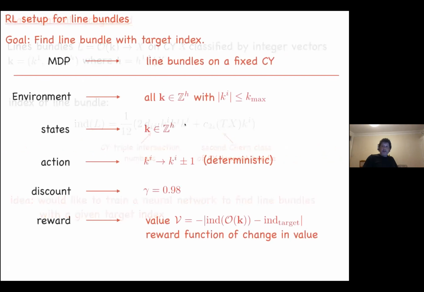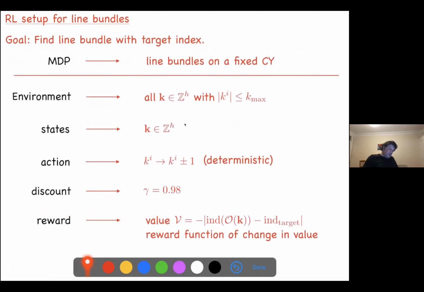So the more specific mapping of the Markov decision process to the environment would be as follows. The environment would consist of these integer vectors describing the line bundles. An action would be changing one entry of such a vector by plus or minus 1. And there would be a value which measures how far the index of a given state is away from the target index. And the reward would be computed on the basis of this value, or rather based on how this value changes as you go from state to state.